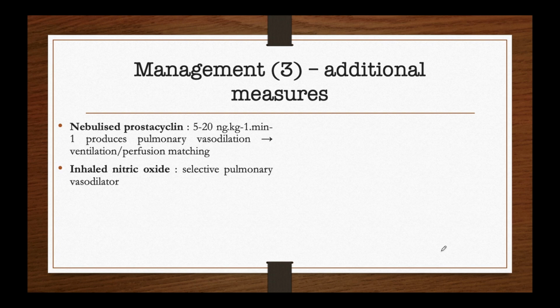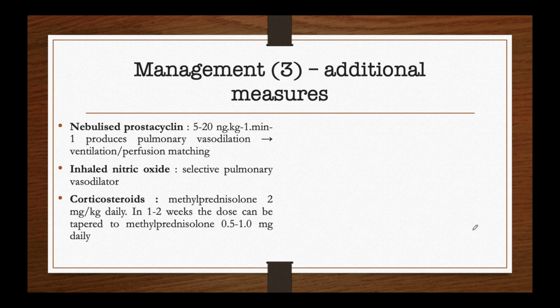We can also give inhalation of nitric oxide, and it works almost in the same way as the prostacyclin. It's a selective pulmonary vasodilator, and it is used in doses of about 1 to 40 parts per million. I didn't write that over here, but we give the nitric oxide in 1 to 40 parts. We can also give corticosteroids.